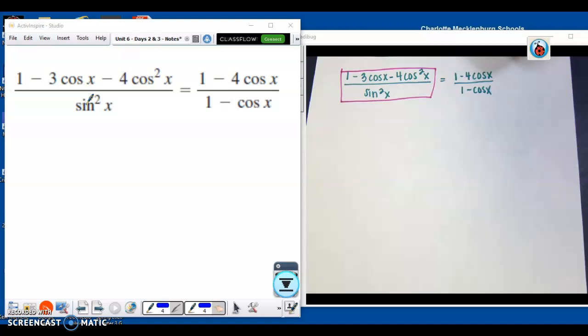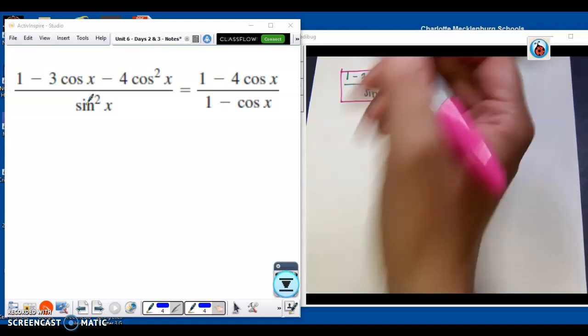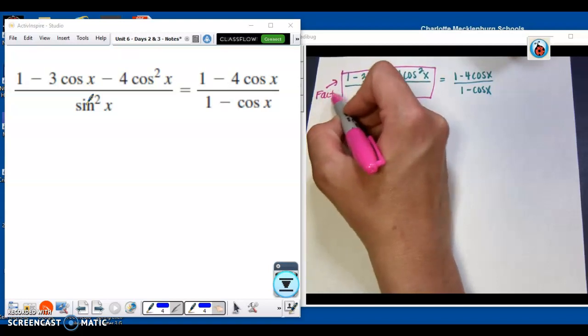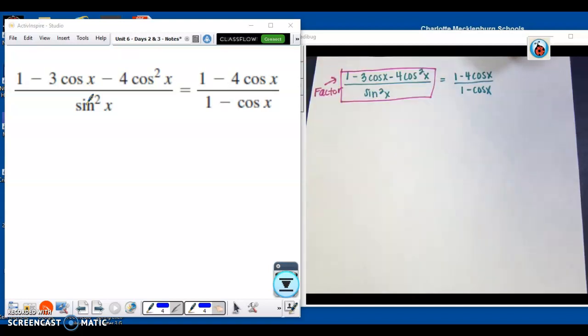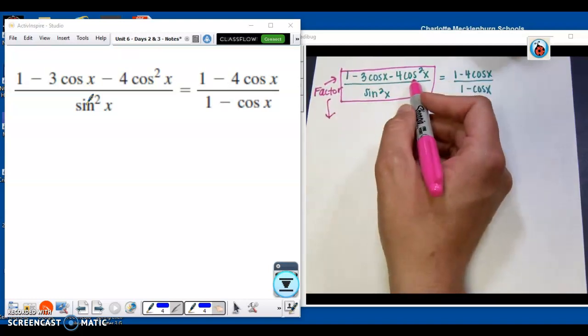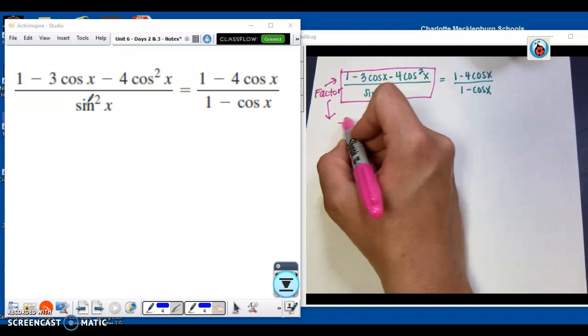Sine and cosine, remember, you don't normally rewrite. So what you want to do for this one is actually factor the numerator here. Okay, so this next part I'm just going to be doing my factoring before I rewrite. In order for me to factor this numerator, I want to write it in the correct order.